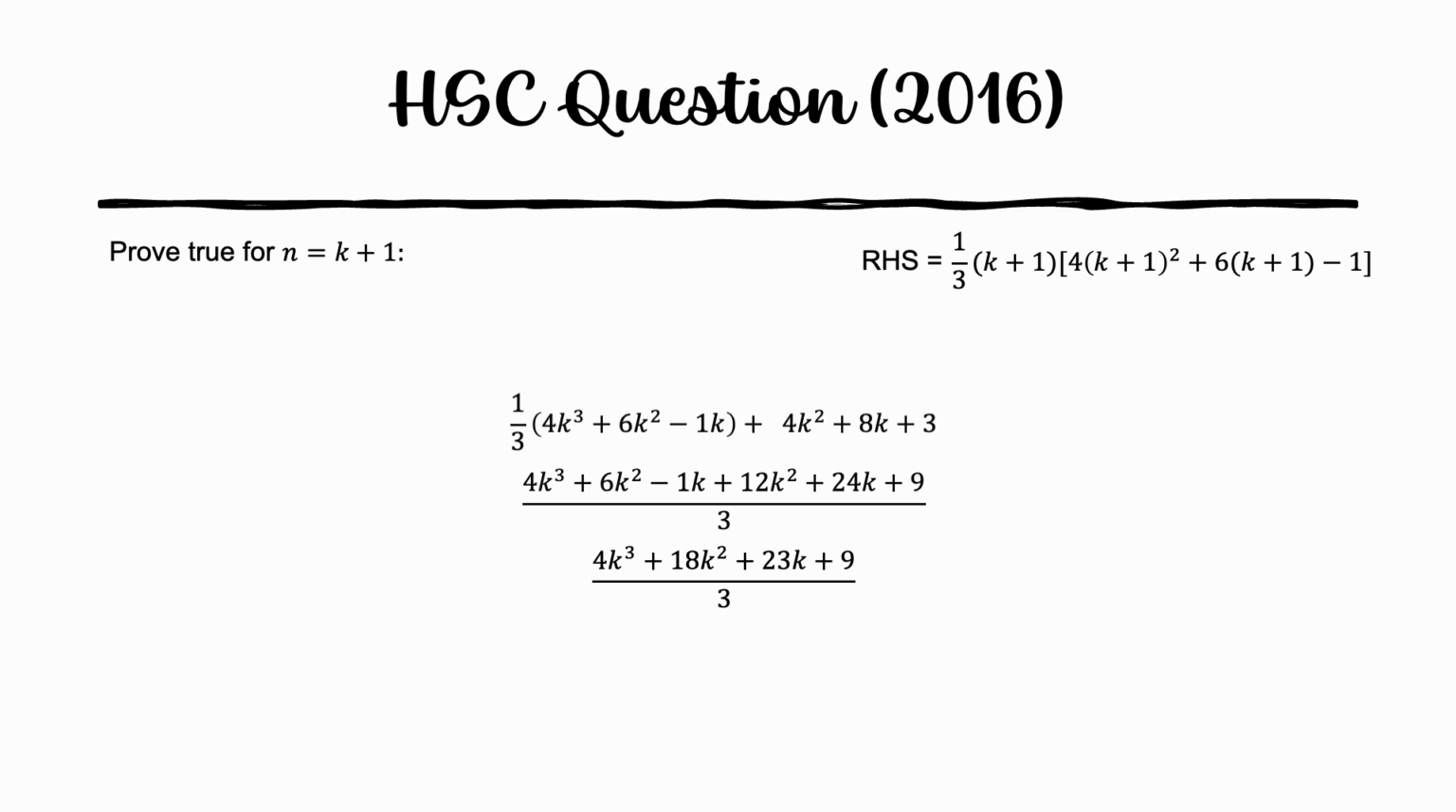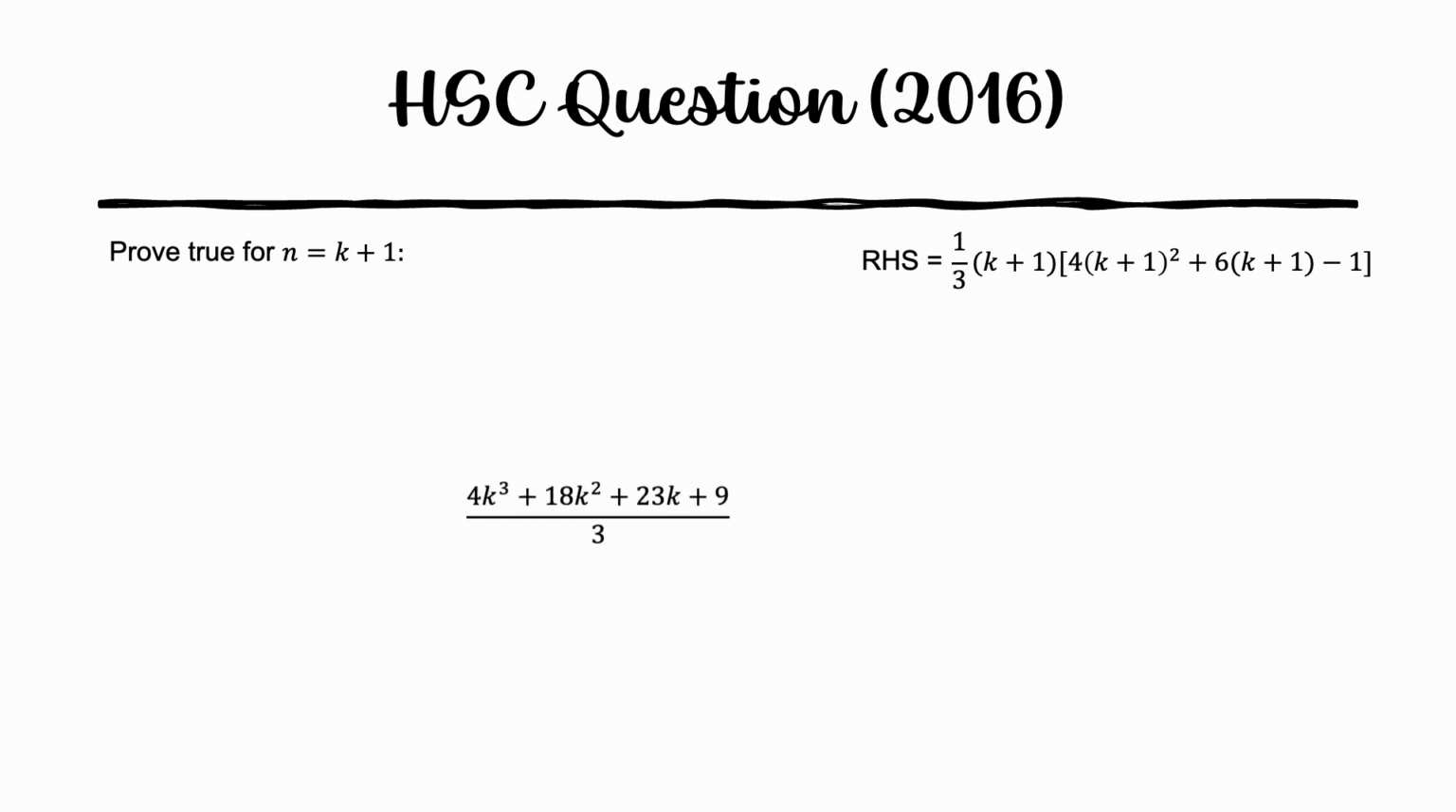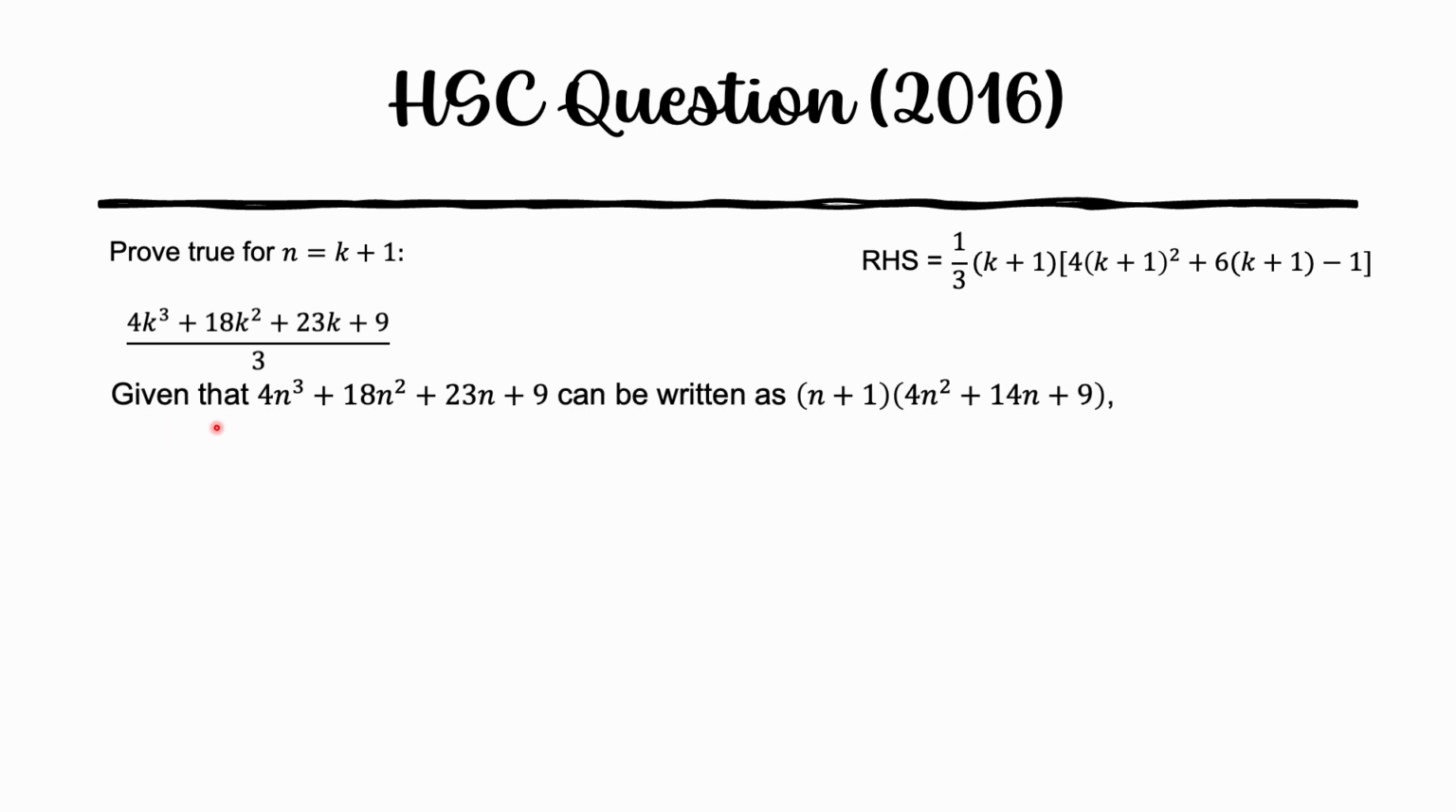And now what we're going to do here, once we move it to the side, we're going to pull back our given statement. Given that 4n cubed plus 18n squared plus 23n plus 9 can be written as this. This is just the exact same statement as before, but we're just bringing it back into relevance. So what I'm going to do here with this equation is bring the 1/3 back out the front, and then have the rest of the equation here.